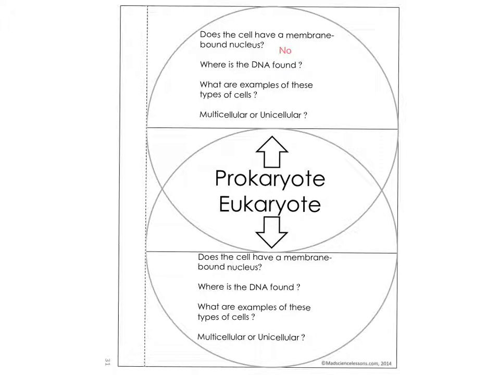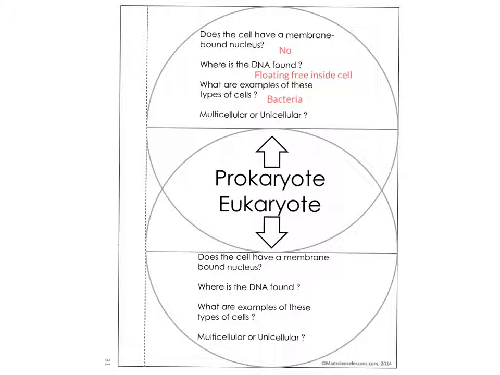The next question asks, where is the DNA found? And the answer to that one is floating freely inside the cell. As we discussed and as I drew on the previous picture, the DNA, or the genetic material, for a prokaryotic cell floats freely inside the cell. So it's not in any particular location, it pretty much floats wherever it wants.